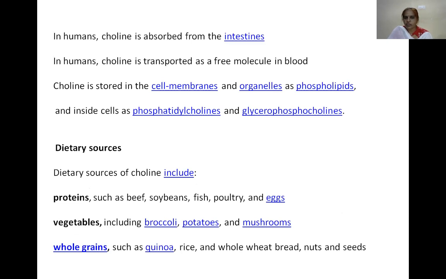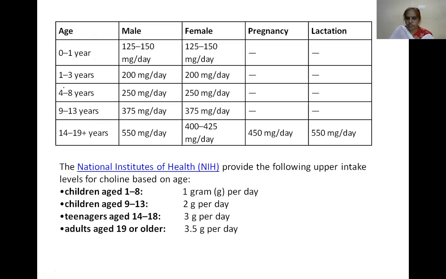Okay. So choline is stored in the cell membranes and organized as phospholipids, but inside the cells it is stored as phosphatidylcholine and glycerophospholipids. The sources of choline are protein, vegetables, and whole grains. So already you know very well this is the normal value. In elders it is required 3.5 grams per day. In milligrams, for elders it is required in males 550 milligrams per day, females 400 to 425 milligrams per day.